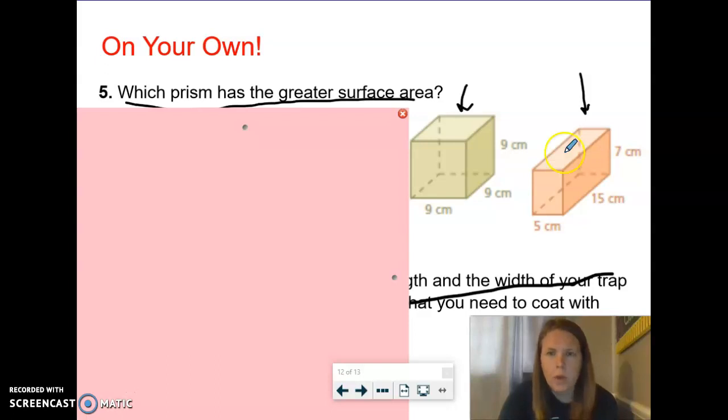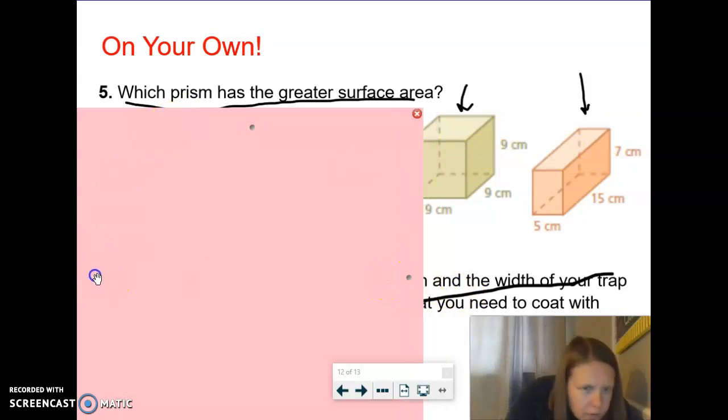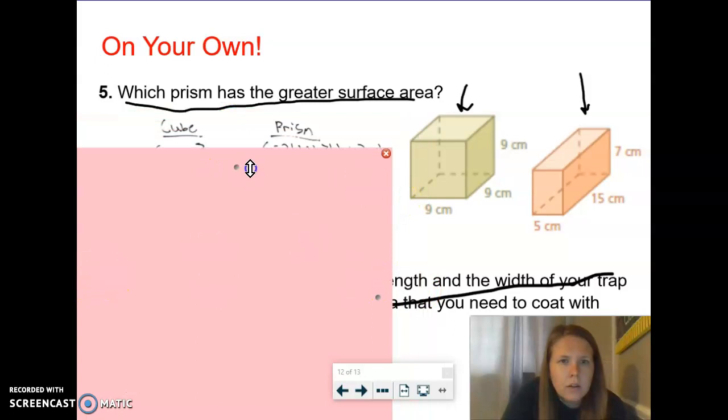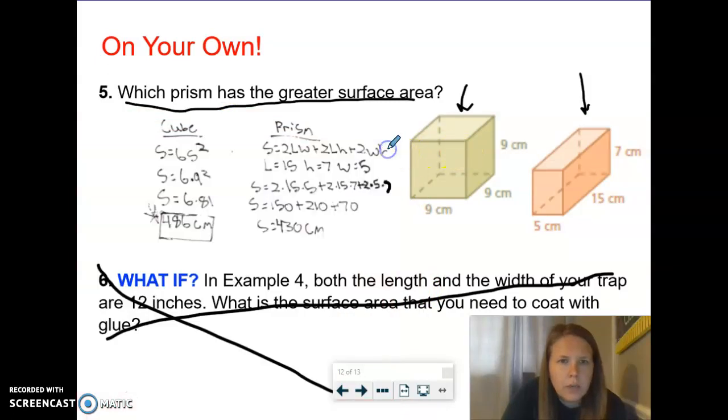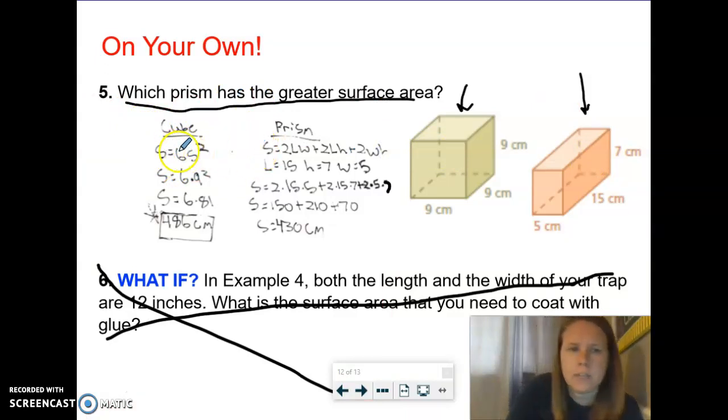Okay, welcome back. So you should have found the surface area for both of these. I'm going to kind of show you answers to mine. I think it doesn't want to slide this way for some reason. Alright, so for the cube and the prism here, so the cube first, I use that formula of surface area equals 6 times the side squared. My side is 9, so I'm taking 9 squared first, which is 81, multiplied by 6, and I get 486 centimeters squared. Gotta keep forgetting those.